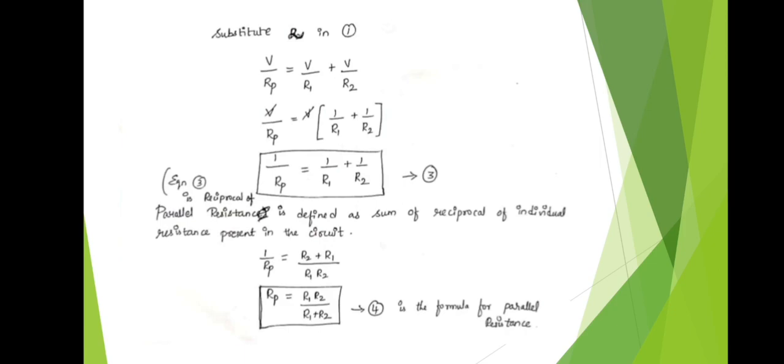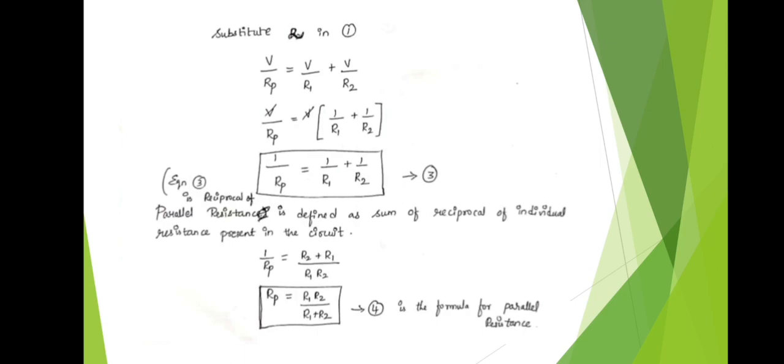That is equation 3. This equation is defined as the reciprocal of the parallel resistance, that is 1 by Rp, defined as the sum of the reciprocals of the individual resistances present in the circuit, that is 1 by R1 plus 1 by R2. This is the equation for parallel resistance. It is in reciprocal form, that means 1 by Rp.